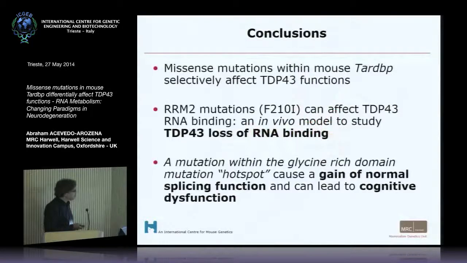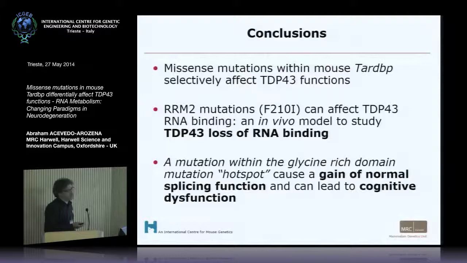So to conclude, missense mutations in TDP43 can selectively affect TDP43 functions and give us novel model systems to try to dissect which functions of TDP43 may or may not be related to disease. However, the changes are subtle and potentially need a second hit. And again, we are thinking of using genome editing technologies to provide those second hits, as well as crossing different mice and so on.